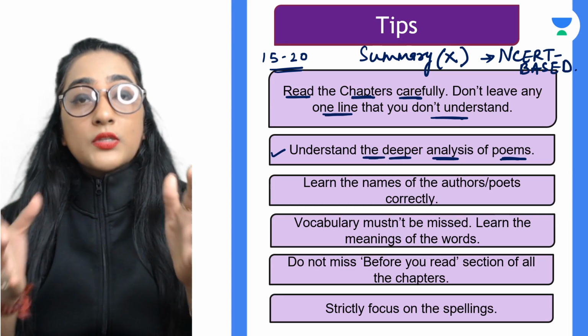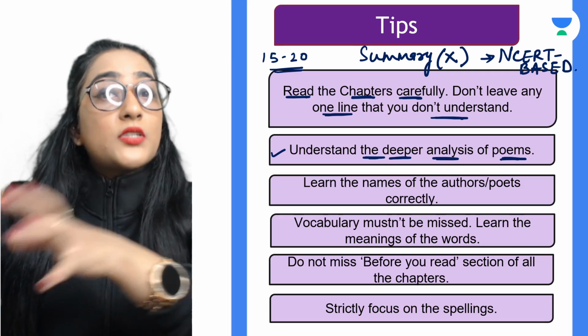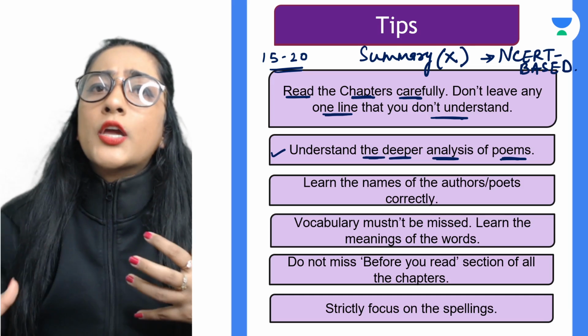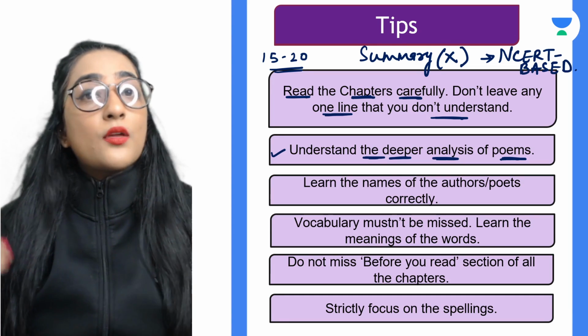A Tiger in the Zoo is bringing out a contrast between the life of a tiger in a zoo and the life of a tiger in a jungle. And what exactly is the poet advocating? The poet is talking about the freedom of animals, so that they can be their own masters.